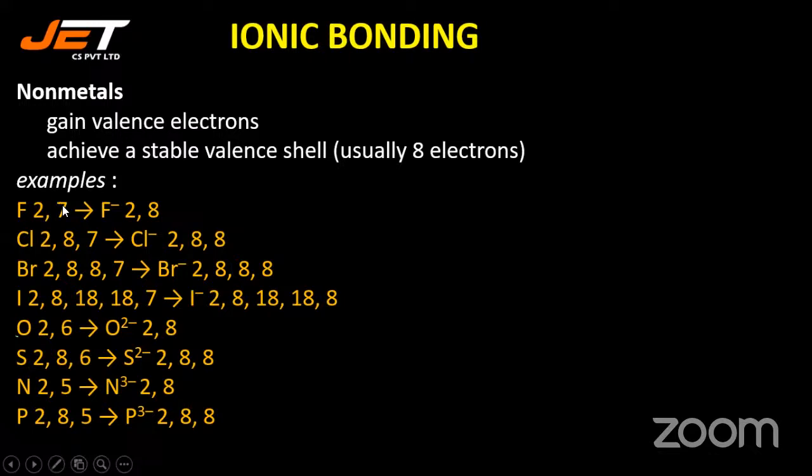Now, someone can argue, ma'am, why is fluorine not losing 7 electrons? Because then it would have two, like helium. Is it easier for someone to lose 7 electrons or to gain 1 electron? Gain 1 electron, right or wrong? Right, it is easier.